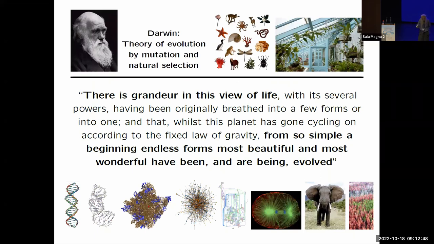Okay, and so when we are talking about biological evolution, it's good to start with Darwin, of course. And he had this beautiful way of saying it: there is a grandeur in this view of life. From so simple a beginning, endless forms most beautiful and most wonderful have been and are being evolved. Of course, Darwin didn't know anything about this transition from a genotype to a phenotype. It was just not known at the time. So what he was thinking about is indeed all these wonderful animals and plants that we have, and his experiments in his greenhouse.